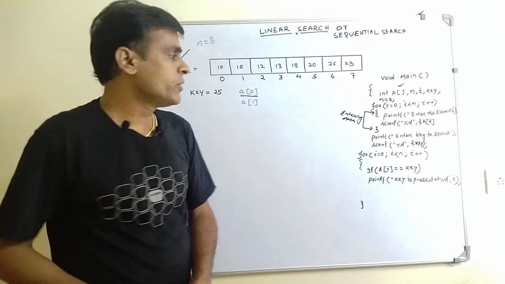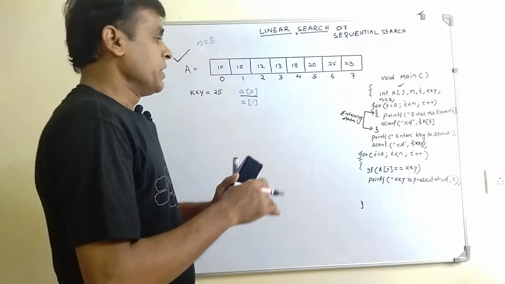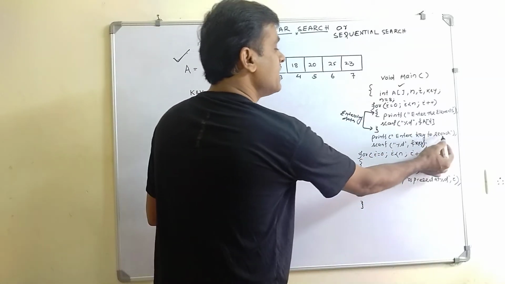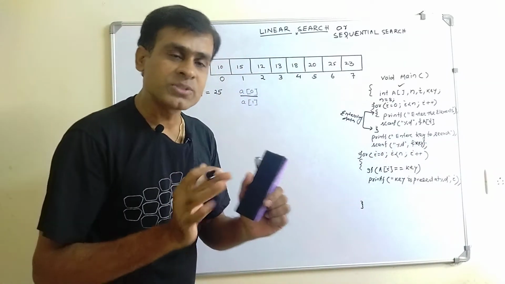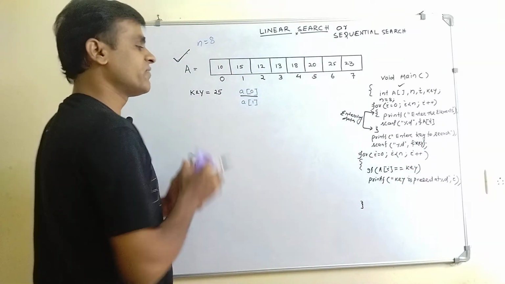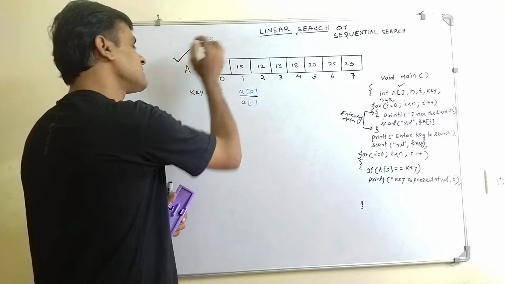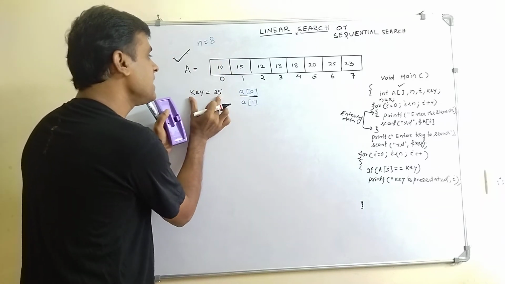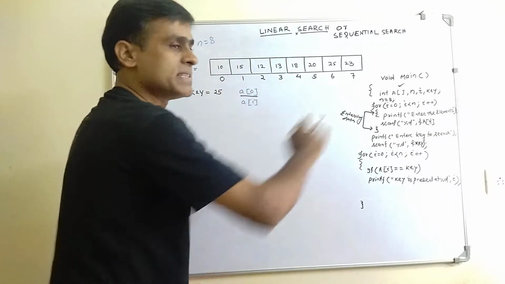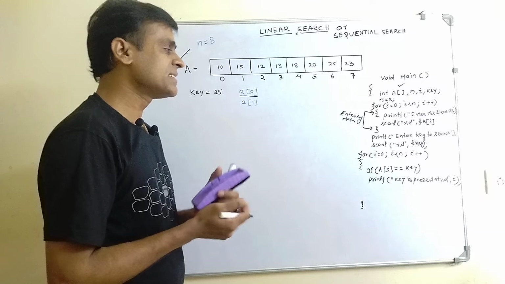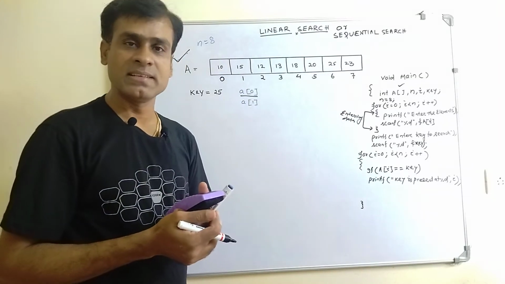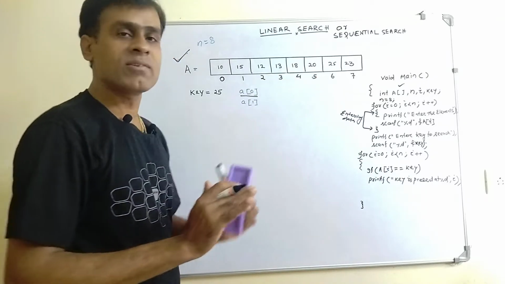After that, we have to ask what our key is. So I have used printf to ask to enter the key to search, which one you want to search. You enter it and it is kept in key. Suppose you have entered 25. Now the task in linear search is to search our key element against each and every element of the array sequentially. So we have to traverse our array from the 0th location to the n minus 1 location. Here our n is 8, so we search up to the 7th location.